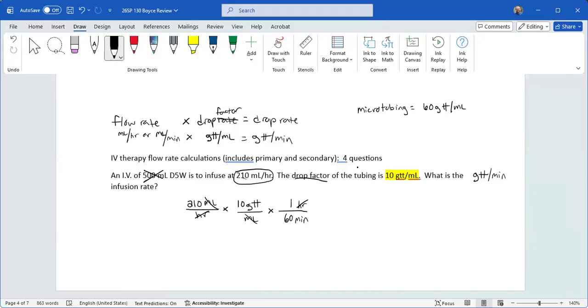The other way of setting this problem up that I think is a little bit easier is just take the volume and then just set the time to minutes automatically. Multiply by 10, and you'll get your answer. So when I do that, 210 times 10 divided by 60, I get 35 GTT per minute.